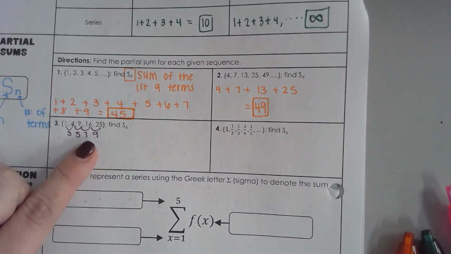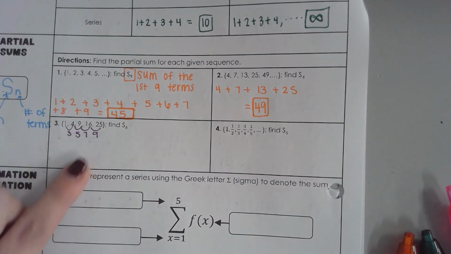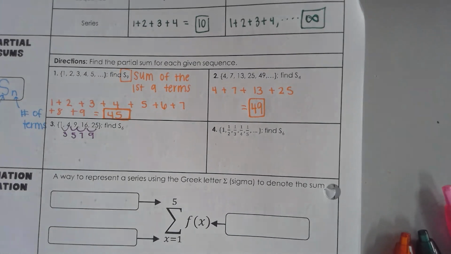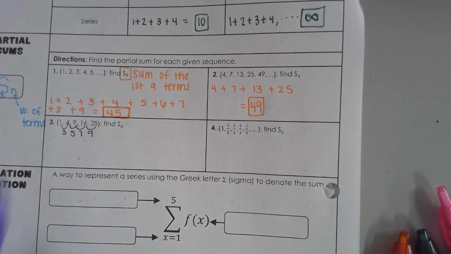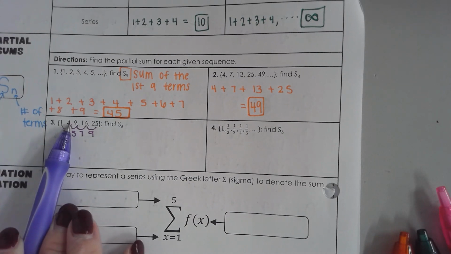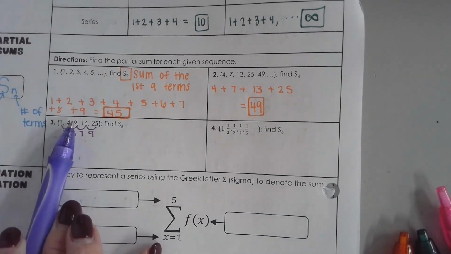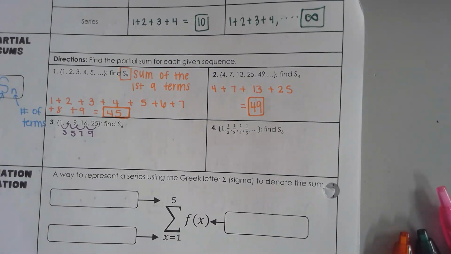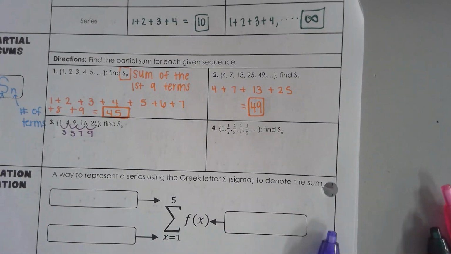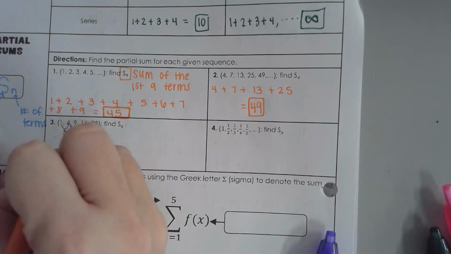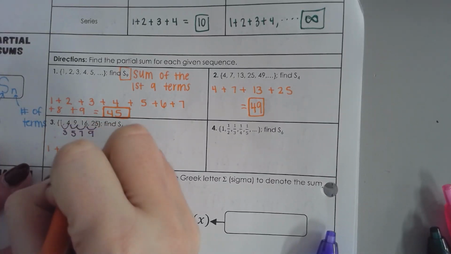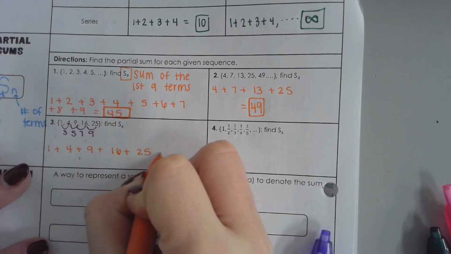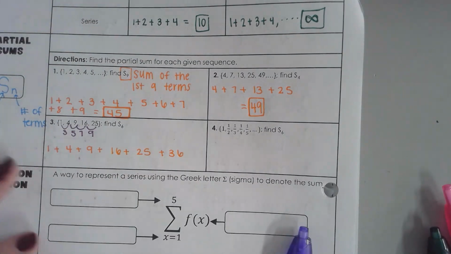36. It would be 36. So the next one you would add 11. Your 6th term would be 36. These are also perfect squares. 1 squared, 1 times 1, 2 times 2, 3 times 3, 4 times 4, 5 times 5. So the next one would be 6 times 6. So we would add 1 plus 4 plus 9 plus 16 plus 25 plus 36.